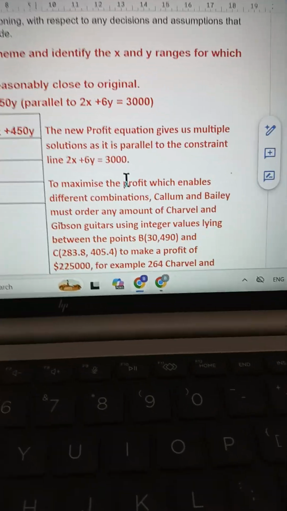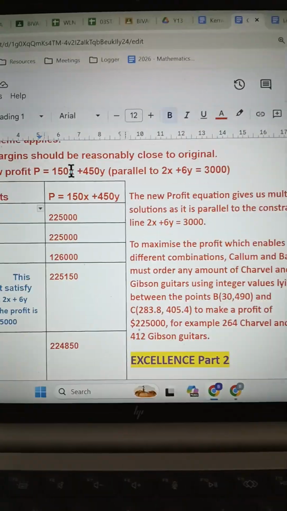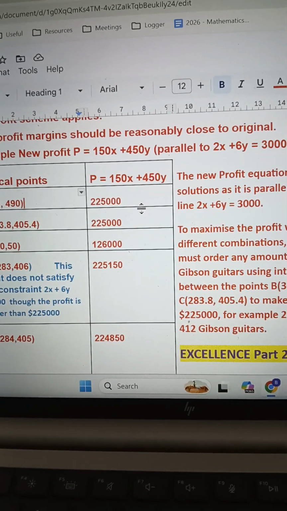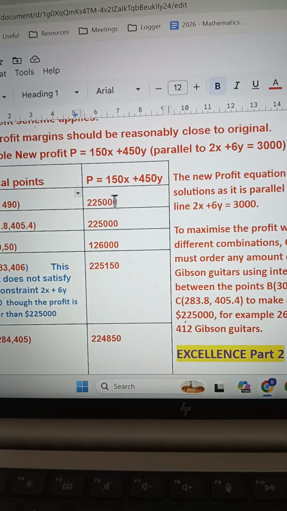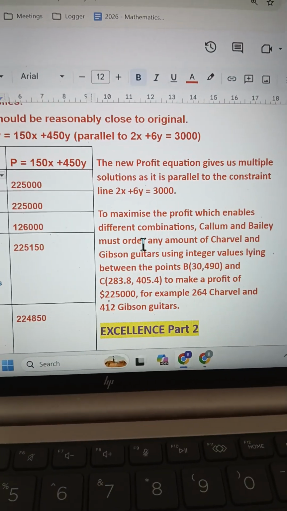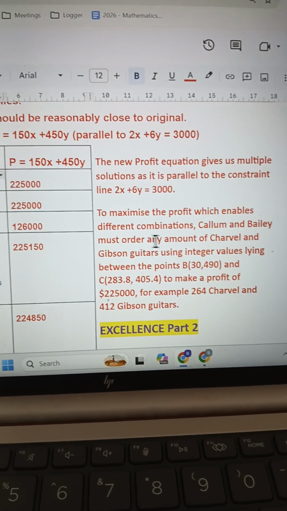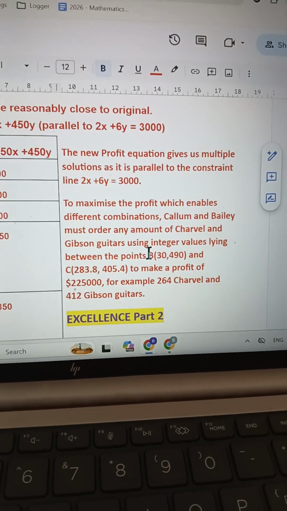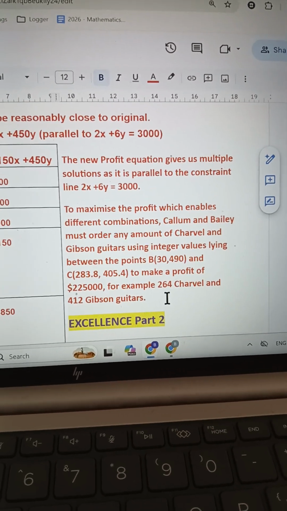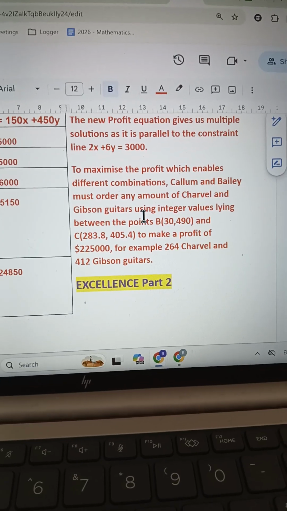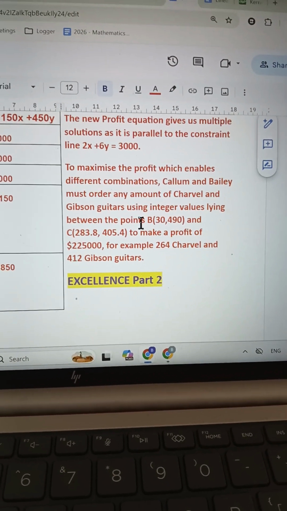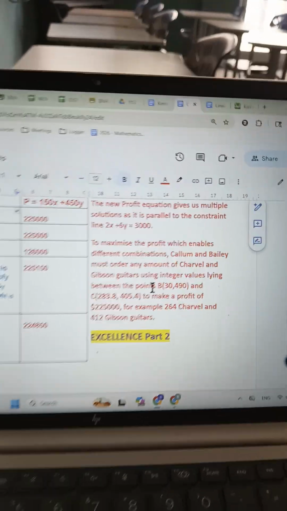So the last part is to then go, okay, so my profit equation is P equals 150x plus 450y. And actually P is 225,000. And anywhere along that line, Callum and Bailey can order integer values of the guitars that lie on that line to make a profit of $225,000. You could go one step further if you had the time. That statement is enough at this point for excellence part 2, which is complete excellence in this task.